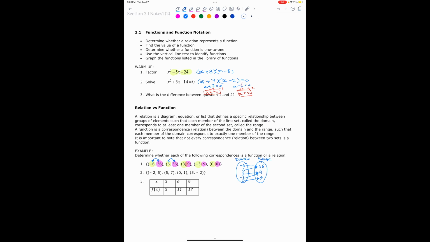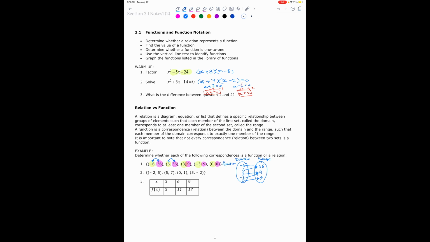You can think of a function as a taxi. The taxi could take people from the domain and take them to their destination, which is the range. So you see there, multiple people can go to the same destination, and that is fine. That is basically the definition of a function. So the first correspondence is going to be a function.